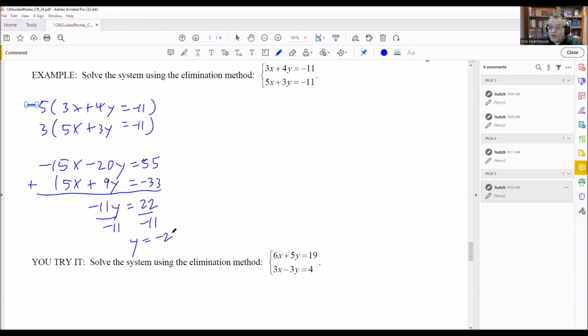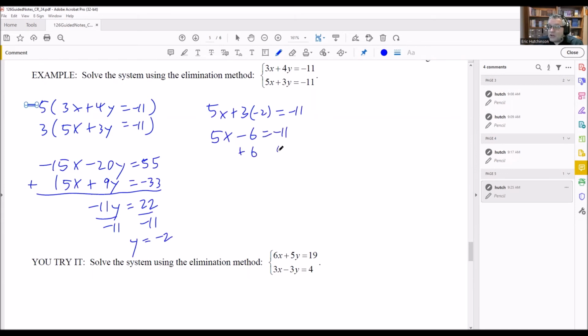Okay, so now we need to find the other answer. Again, you can either use the top equation or the bottom equation. Now, last time I used the top equation. Let's use the bottom one this time. It really doesn't matter which equation you choose to put that into. Either one of these equations will work. Okay, so I'll put -2 into the y there. Again, I could have used the first equation. Doesn't matter. Okay, so now I'm going to solve for x.